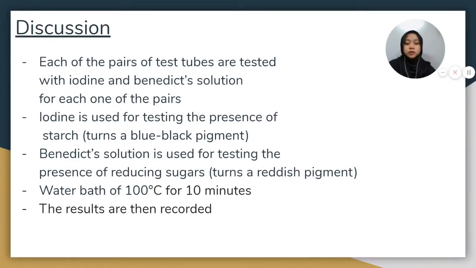Benedict solution is used for testing the presence of reducing sugar, which turns a blue Benedict solution color into a reddish pigment. Later, the test tube that contains Benedict solution will be immersed in a water bath of 100 Celsius for 10 minutes, and then the results are then recorded.